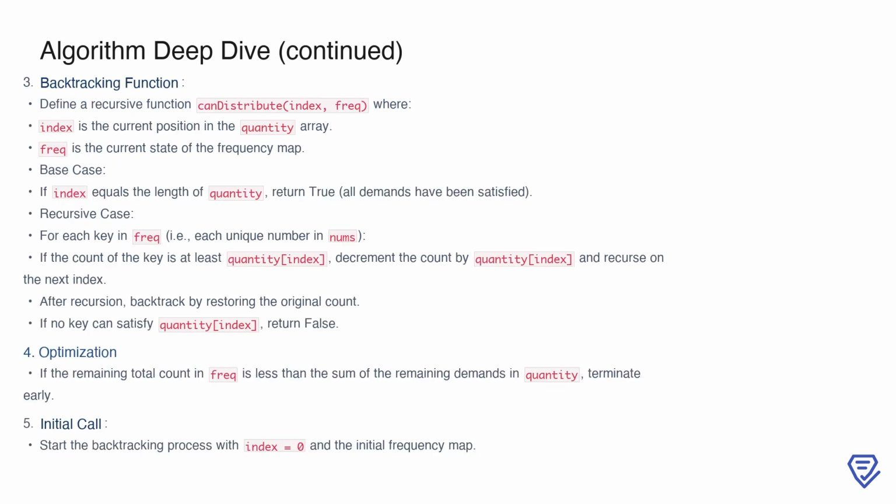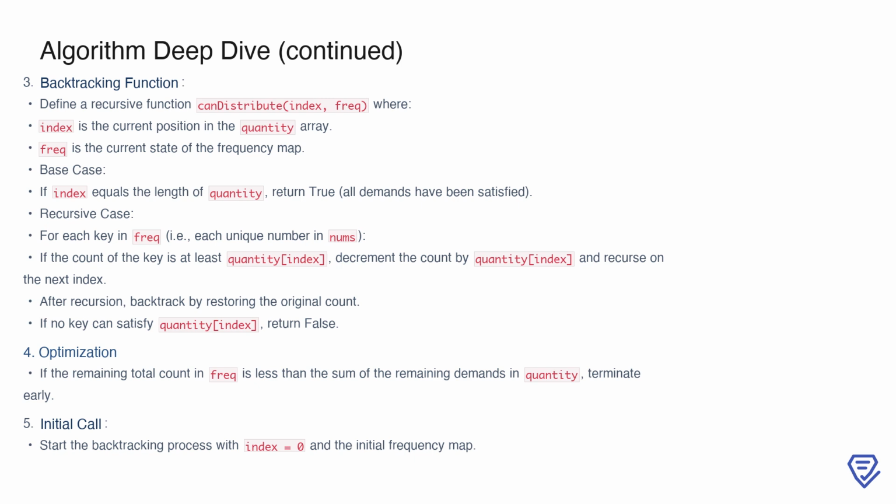The core of the solution lies in the backtracking function. This is a recursive function, canDistribute, which takes two arguments, the current index and the quantity array, and the frequency map. The goal of the function is to determine whether we can satisfy all demands starting from the current index. The base case is straightforward. If the index equals the length of quantity, it means all demands have been met, so we return true.